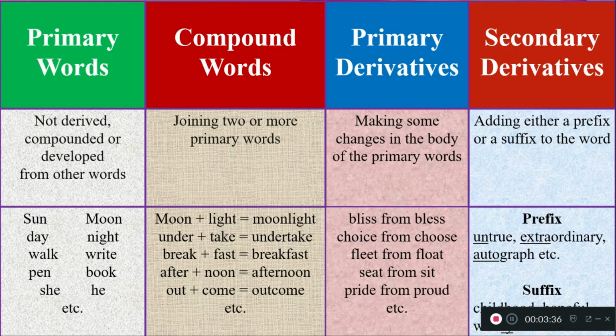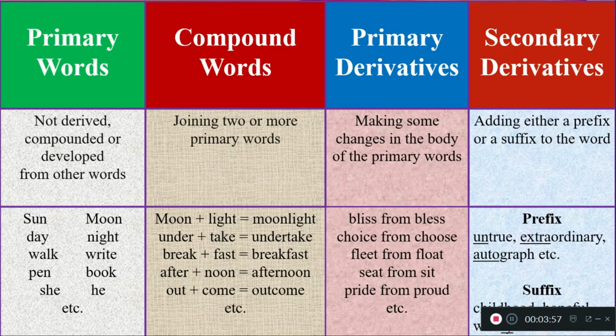Next, derivatives. Derivatives are words formed from other root words. They are used to transform their root word into a different grammatical category, for example, making a verb into a noun. Derivatives are of two types: primary derivatives and secondary derivatives.